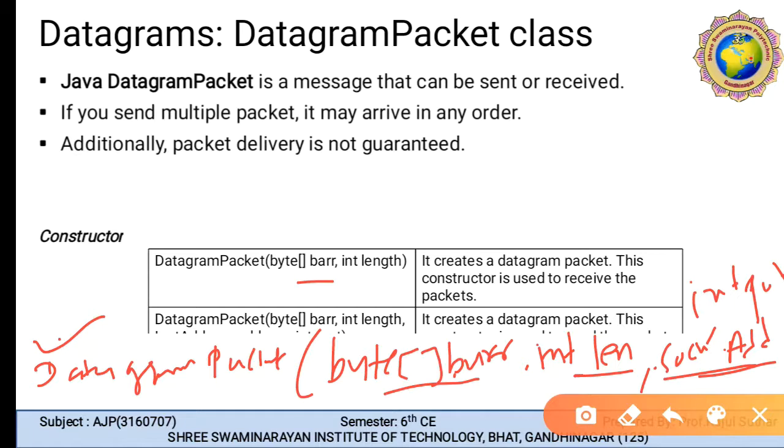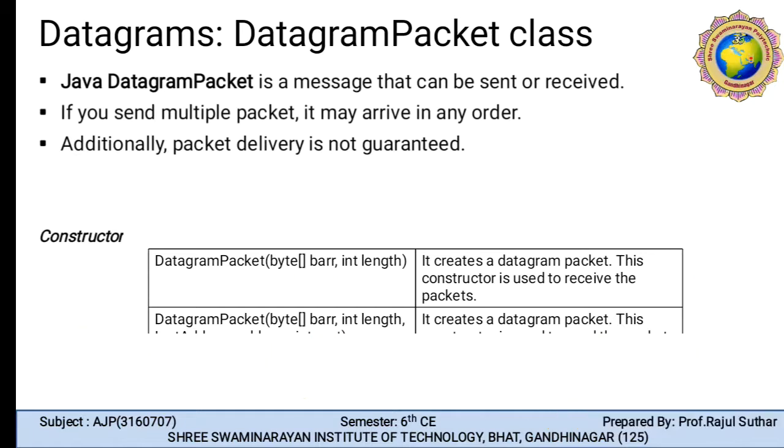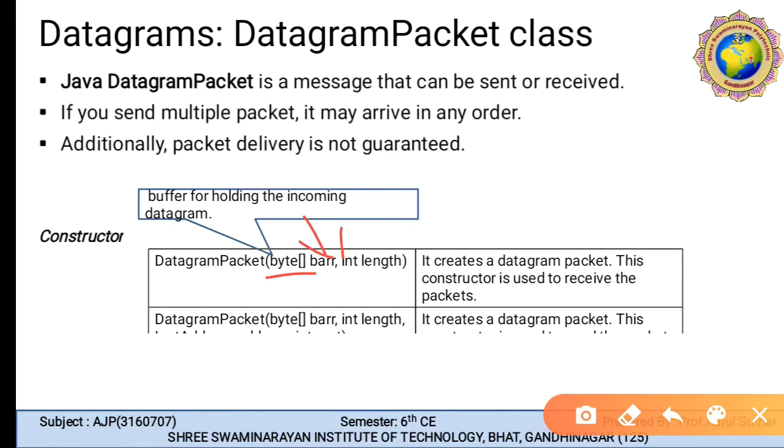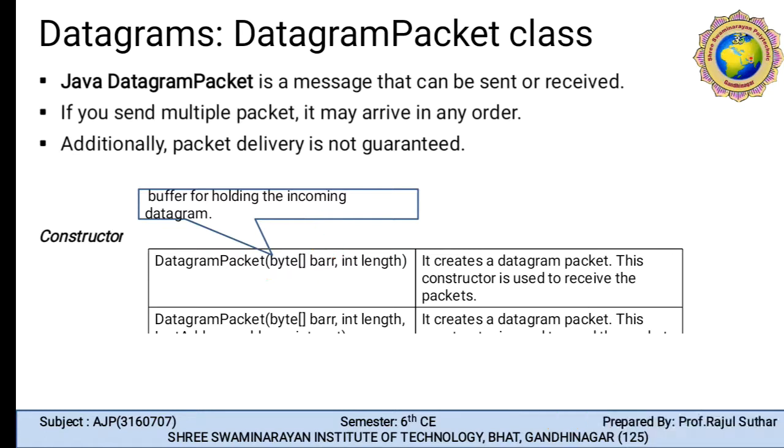So this is the datagram packet class. Again, we will cover it in the practical session while we are using the methods of datagram packet. Here byte is mentioned, the buffer for holding the incoming datagram, and B array is one extra array. The last one is the number of bytes that were read.